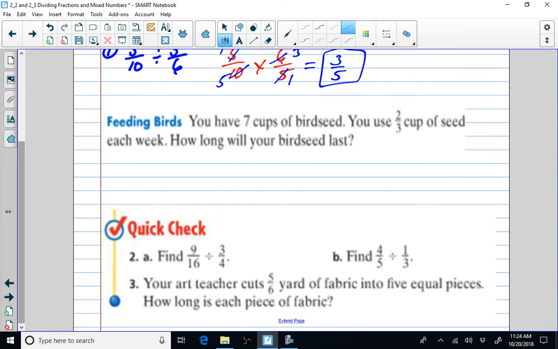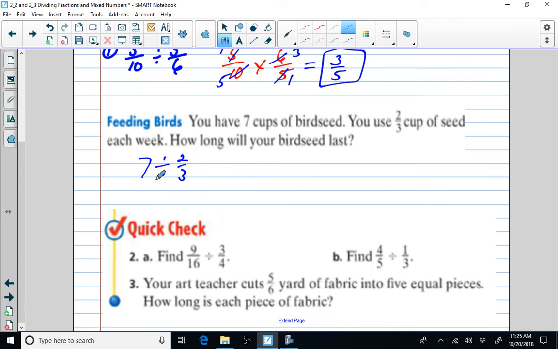Okay, I have 7 cups of bird seed. I need 2/3 cups of seed each week. How long will your bird seed last? Well, if I start off with 7 cups and I'm using 2/3 each week, I'm asking how many 2/3 are there in 7 cups, right? How many 2/3 cups are there in 7 cups? So that's 7 divided by 2/3.